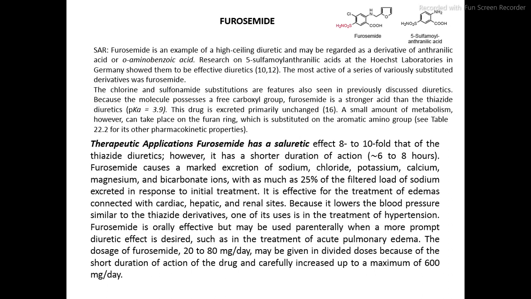The shorter duration of action is similar to furosemide, but it is almost 50 times more potent than furosemide. Replacement of the phenoxy group at the fourth position with aniline, or it can be considered with sulfonyl benzene.